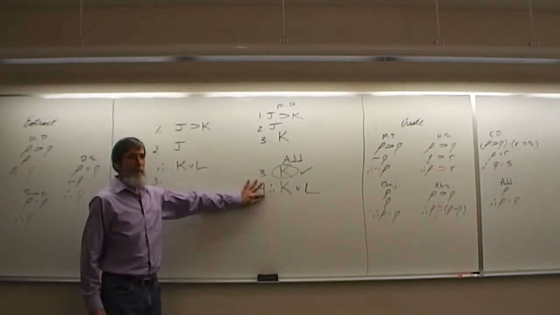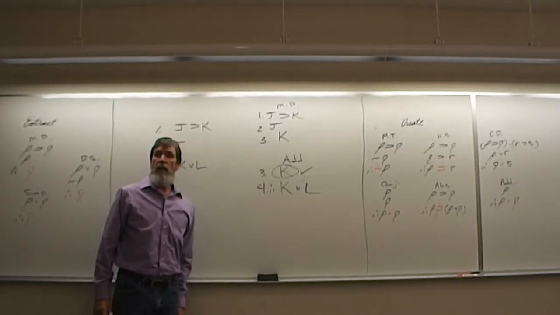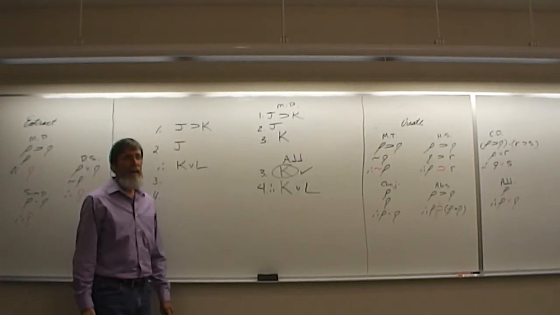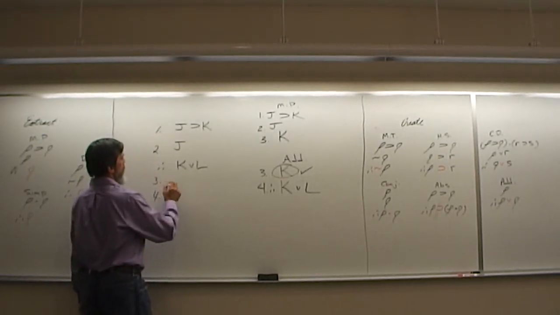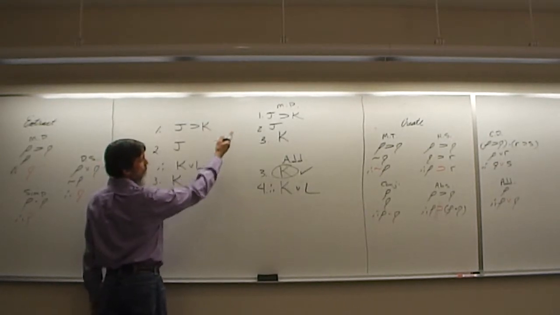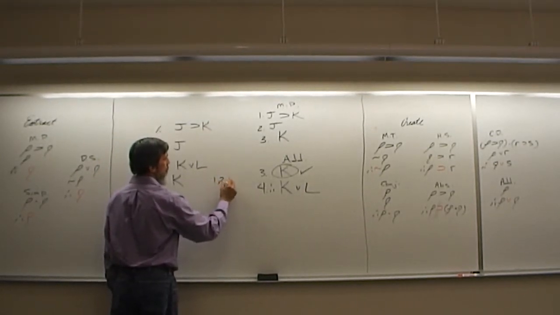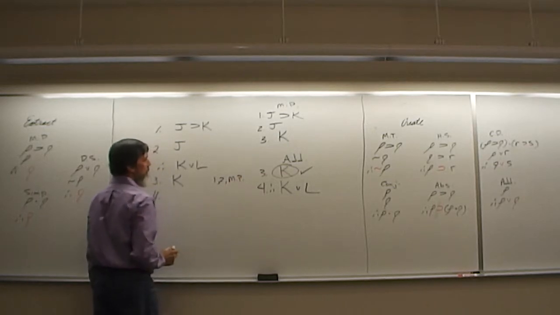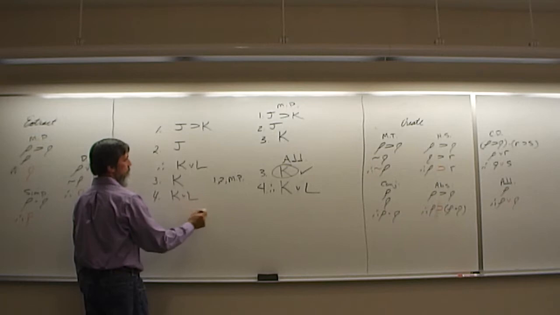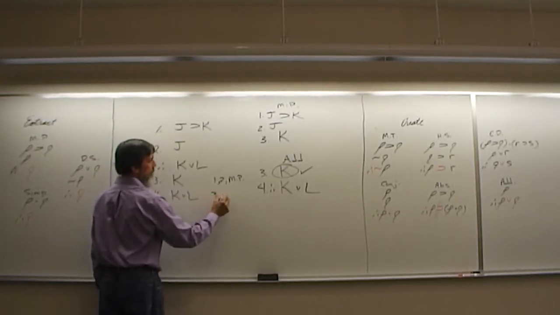So this is the last step of the proof. That's the second to last step of the proof, or in this case, the first, right? So, first of all, K, there's a notation right there, ready to go. 1, 2, modus ponens. K wedge L. There's our notation, line 3, addition.